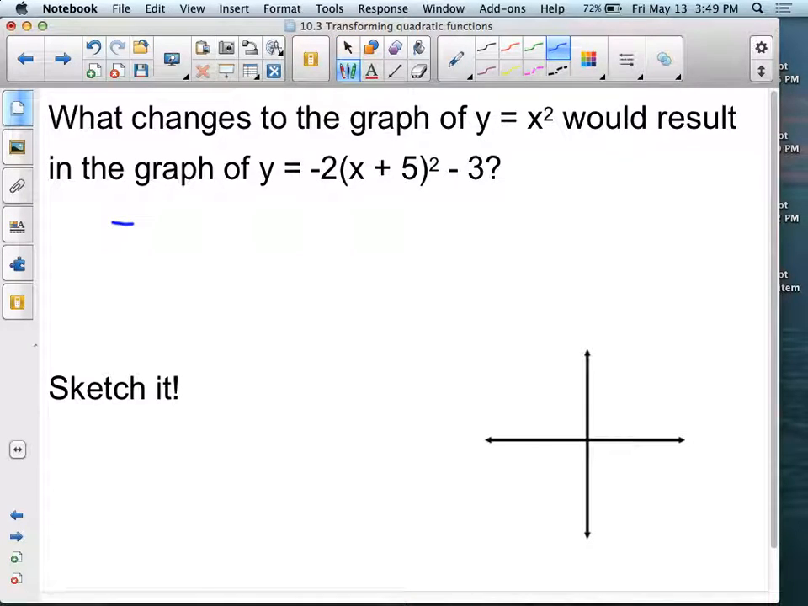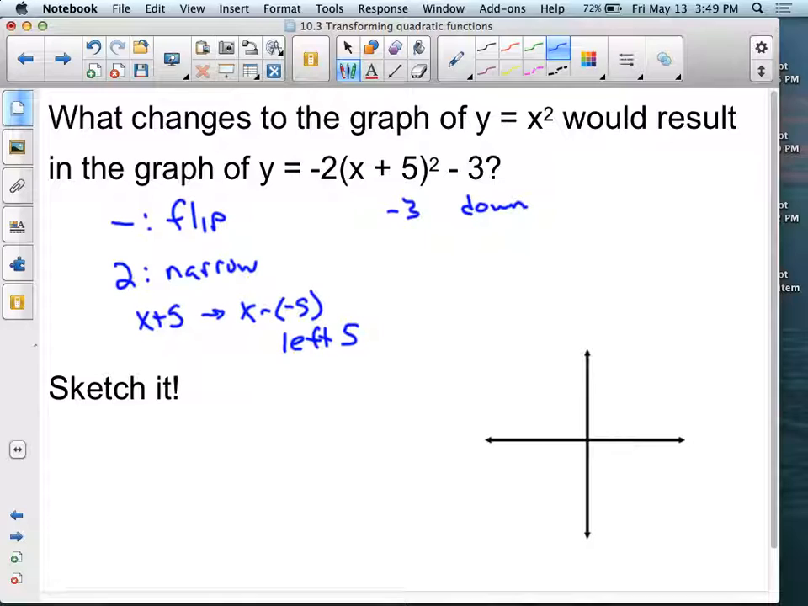Alrighty, so did you remember that the negative made the graph flip? And that the 2 makes the graph more narrow? And that because it's x plus 5, that means it's really x subtract negative 5, so it goes to the left 5. And likewise, the negative 3 meant that it goes down 3. Very good. That's also going to tell us our vertex, because we're taking the vertex and all the other points, moving them to the left 5 and down 3. So our vertex is going to be at the point negative 5, negative 3.